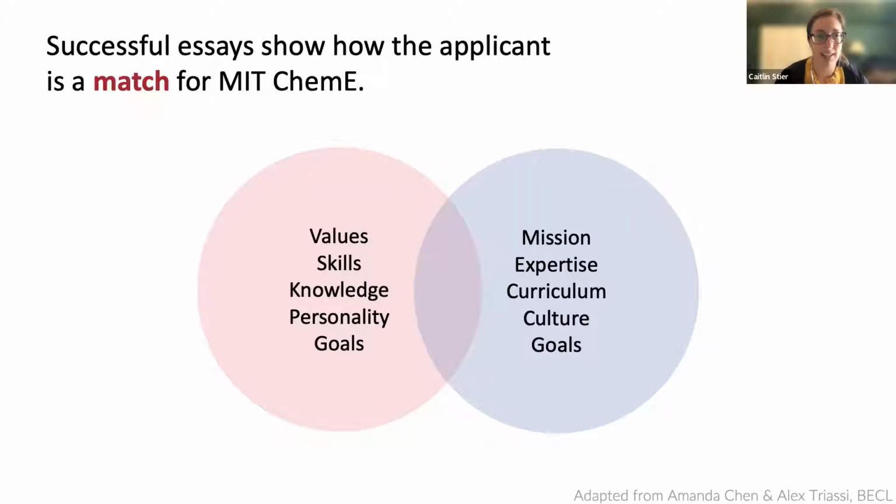Next. Successful applications show how you are a match for MIT Chemie. This starts with some research and reflection. Identify your strengths and goals. Identify the program's vision, needs, and criteria. Consider the overlap and highlight attributes that demonstrate your match.